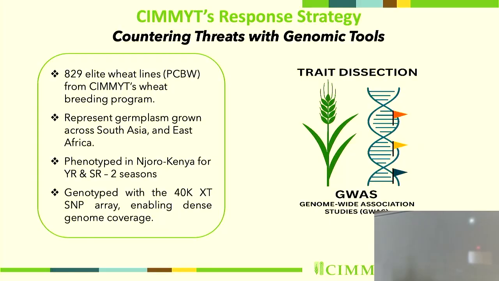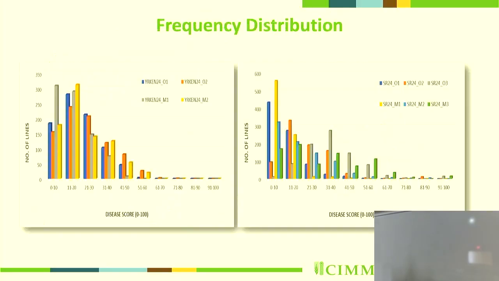So what we did was we selected that panel and phenotyped it for 2 seasons, in the off season and the main season in Njoro, Kenya. And then we genotyped using the 40K XT Infinium SNP chip, which was developed by Agriculture Victoria in Australia in collaboration with Integrain. So it says 40,000, but the SNPs are not only for wheat, they have a chip for dual purposes. About 25,000 is for the wheat, and 20,000 is for barley as well. So you can do both crops on the same chip.